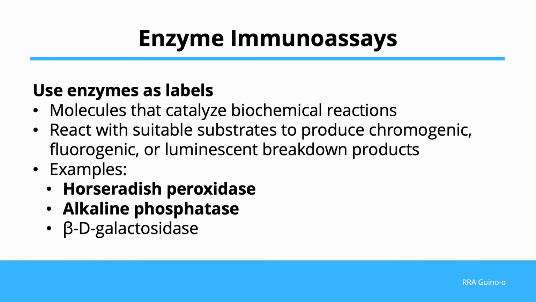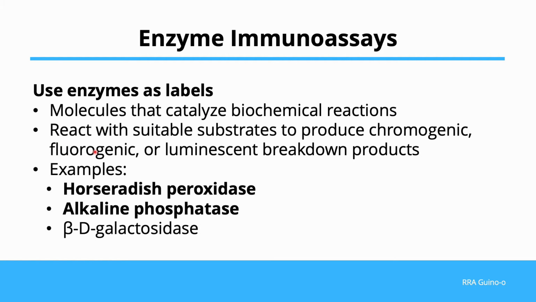The next type of immunoassay we will be discussing is called the enzyme immunoassay. As the name suggests, this type of test uses enzymes as labels instead of radioactive material. Enzymes are molecules that catalyze biochemical reactions, and they react with suitable substrates to produce either chromogenic, fluorogenic, or luminescent breakdown products. When we say chromogenic, this means that the compounds give the solution a specific color.